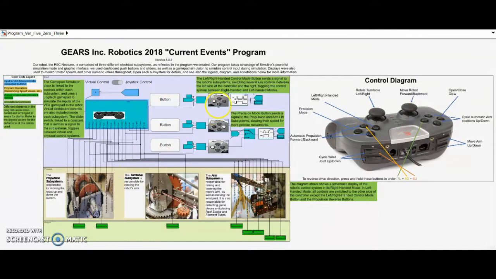As one of our robot drivers is left-handed, we included a left-handed control option, which sends a signal to switch the controls from the right side to the left side of the gamepad. Our precision mode button sends a signal to slow down certain functions for more precise control.